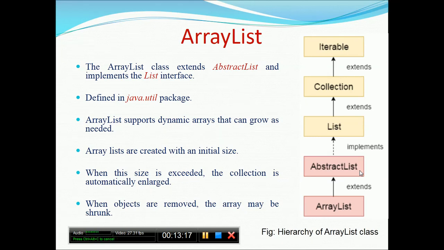Defined in the java.util package, ArrayList supports a dynamic array that can grow as needed. ArrayLists are created with an initial size. When this size is exceeded, the collection is automatically enlarged. When objects are removed, the array may be shrunk. So hopefully this hierarchy is clear. At the top we have Iterable, then Collection, then List. These are all interfaces extending each other, like Collection extends Iterable and List extends Collection. Then we have AbstractList that implements the List, and we have ArrayList that extends the AbstractList and implements the List interface.